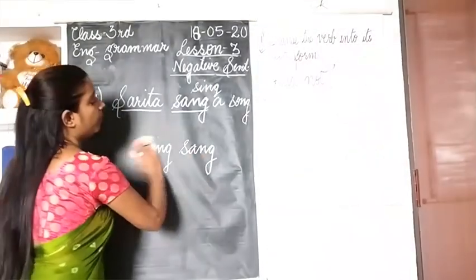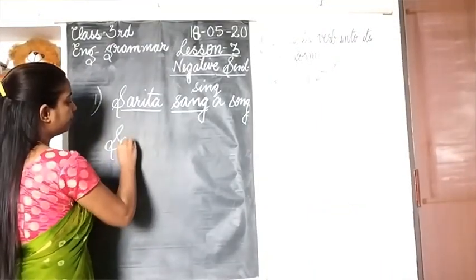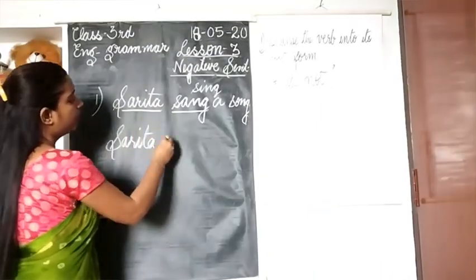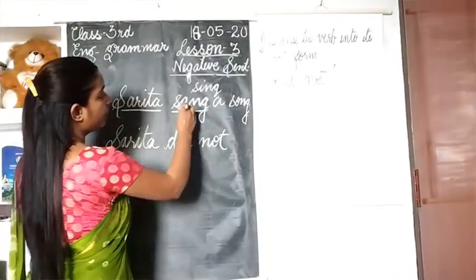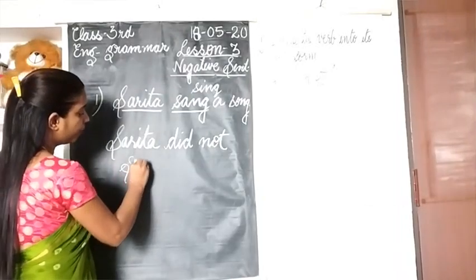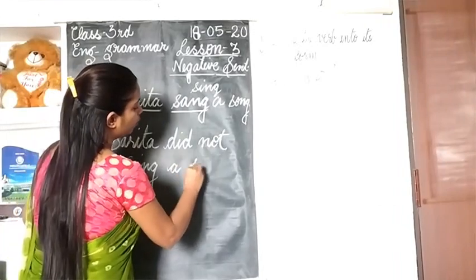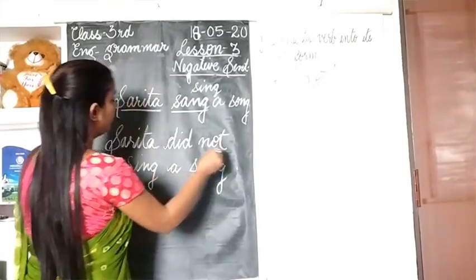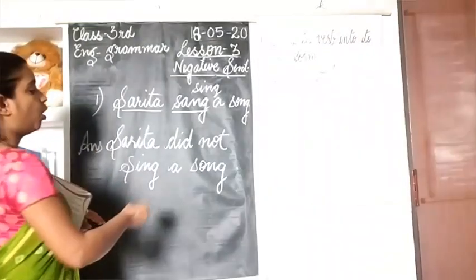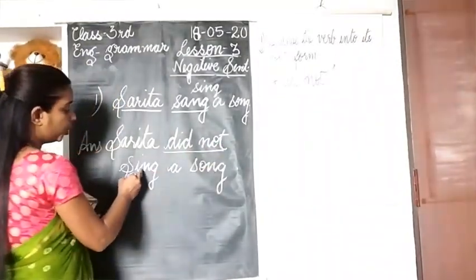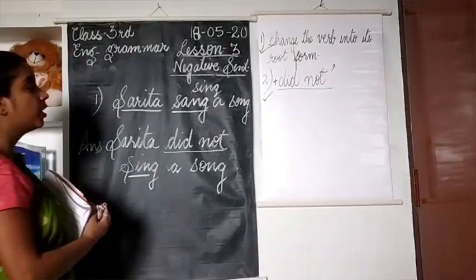So what will be the negative of this sentence? Sarita sang a song. Sarita, you will add did not, and sang will be changed into sing, which is its root form. Sarita did not sing a song. So this is the negative of this sentence. Here you will add did not, and as you can see, sang is changed into sing, its root form.